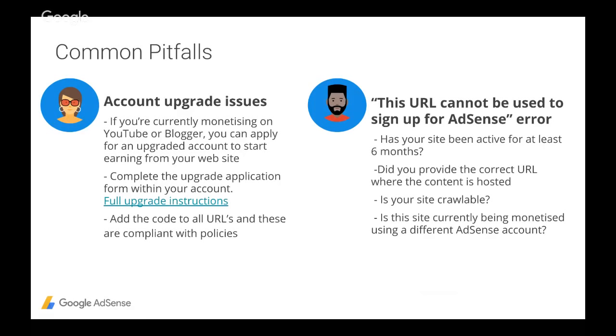So there might be a few reasons why this is happening. First of all, you need to be aware that there might be a time restriction for your website. Sometimes the team who is reviewing the site looks at when the site was created, how recent is the content. So please make sure that your site has been active for at least 6 months. And then also, you cannot try to sign up with website abcd.com, but then your actual website is ABC.